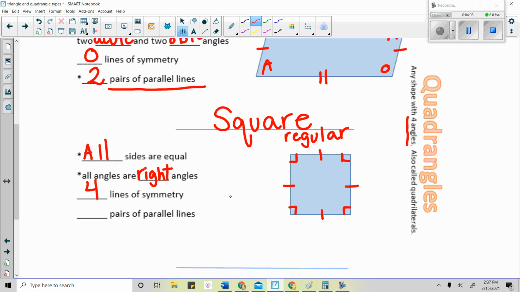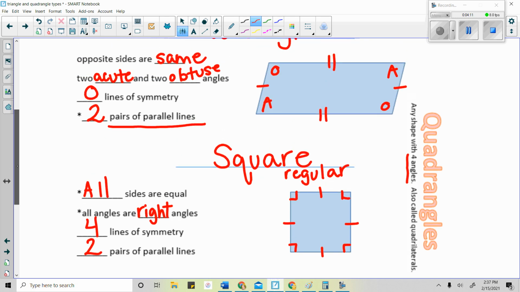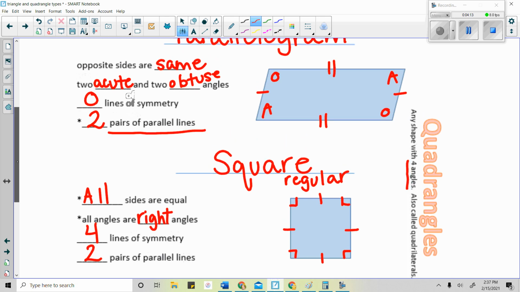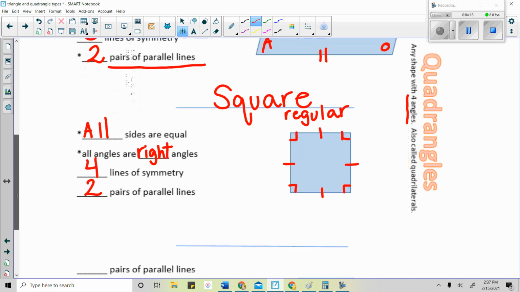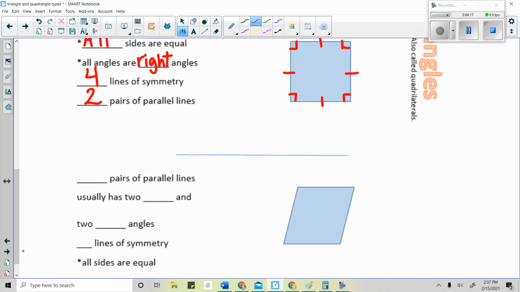And because it is regular, it will have 2 pairs of parallel lines. So if you're looking back at that parallelogram, the square is part of the parallelogram family because it also has 2 pairs of parallel lines.